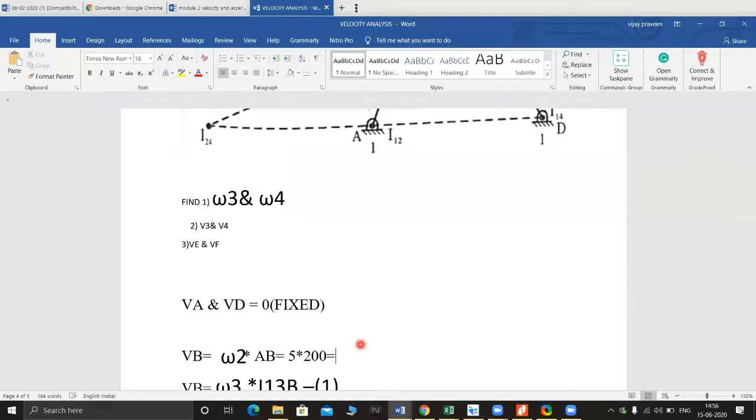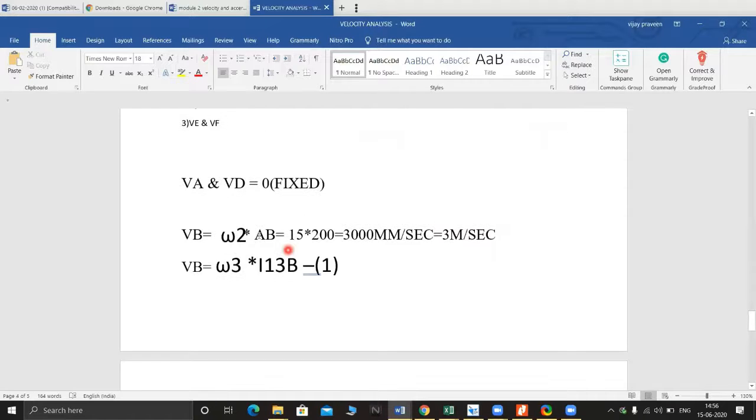It is nothing but 15 radians. Sorry, 15 into 200. How much will it come? 3000. Correct. It is nothing but 3000 millimeter per second, or in terms of meter, it is 3 meter per second. Now we got VB.